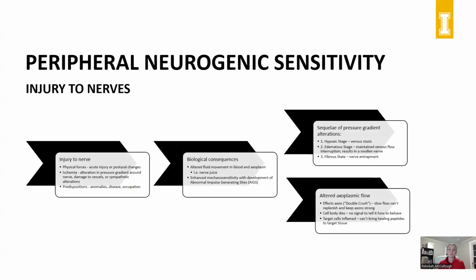Talking a little bit about peripheral neurogenic sensitivity and how that occurs. So there's injury to the nerve that can be through physical force, whether it's an acute injury that occurs or through postural changes. Can be through ischemia, so an alteration of the pressure gradient around the nerve, direct damage to the vessel itself, or a sympathetic alteration. And then some people are also just predisposed to injury as well, whether it be through disease or other anomalies or occupation.